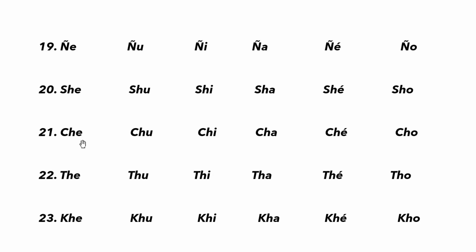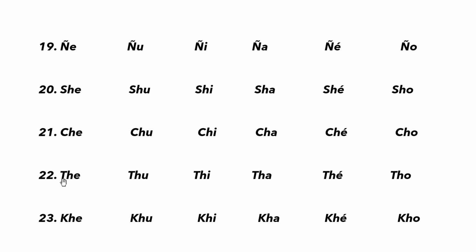And we have number 21, ke. Ke, ru, chi, cha, chu, cho. So you see that, for example, let's say chi wa. Do you know what chi wa means? And do you know how to build chi wa? I'm going to show you how to build up the word chi wa and what it means later.